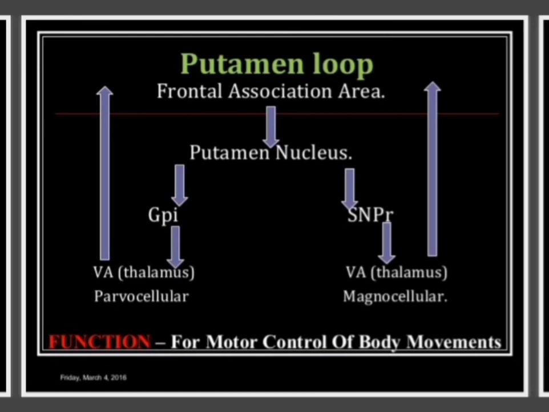Putamen loop: the frontal association area gives fibers to the putamen nucleus, globus pallidus internal, and substantia nigra. From globus pallidus internal to the ventro-anterior thalamus, also known as parvocellular, and then substantia nigra to the ventro-anterior thalamus, magnocellular. For motor control of body movements, the putamen loop is very important.